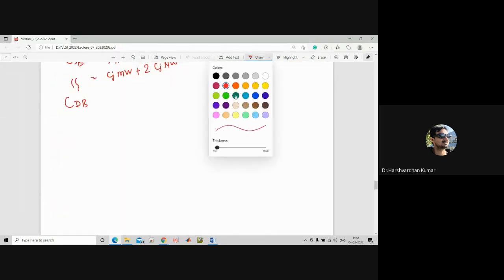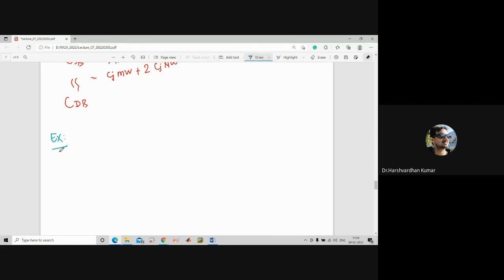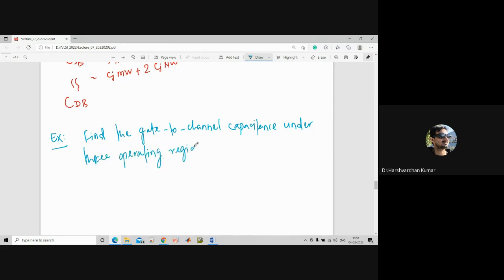So the concept will be more clear. So let us talk. Find the gate to channel capacitance under three operating regions for the given parameters of the NMOS transistor.